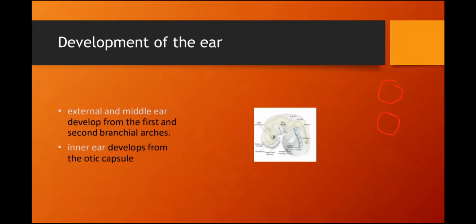Development of the ear. The external and middle ear develop from the first and second branchial arches, while the inner ear develops from the otic capsule.